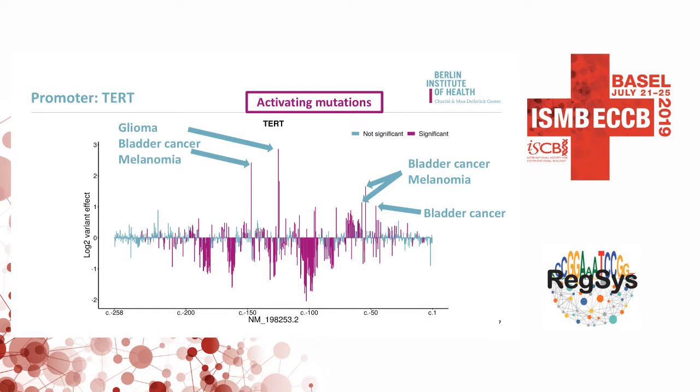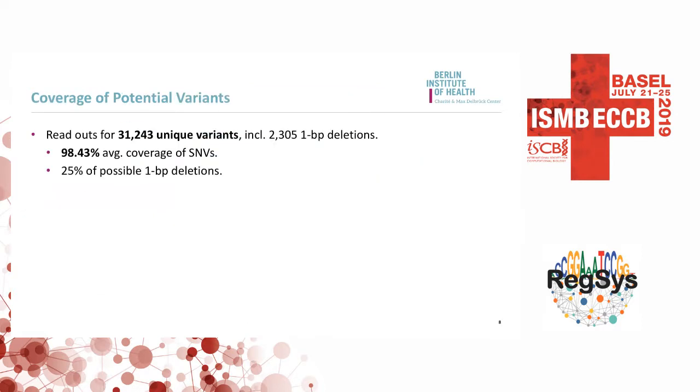So we find all of them in these high activating mutations in different types of cancers. So this was an example of how it is for TERT. Some general facts about our MPRA: we did these 20 elements and had over 30,000 unique variants. For the single nucleotide variants, we have nearly full coverage of all of our elements. The error-prone PCR also generates one base pair deletions, but here it's not so frequent, so we can say about 25, a quarter of all possible one base pair deletions in our assay.